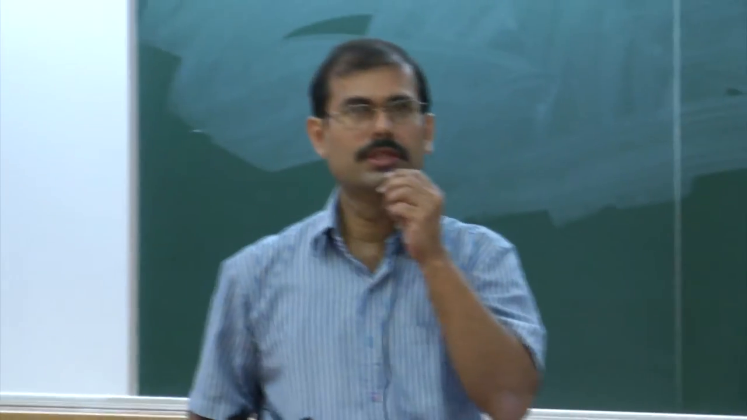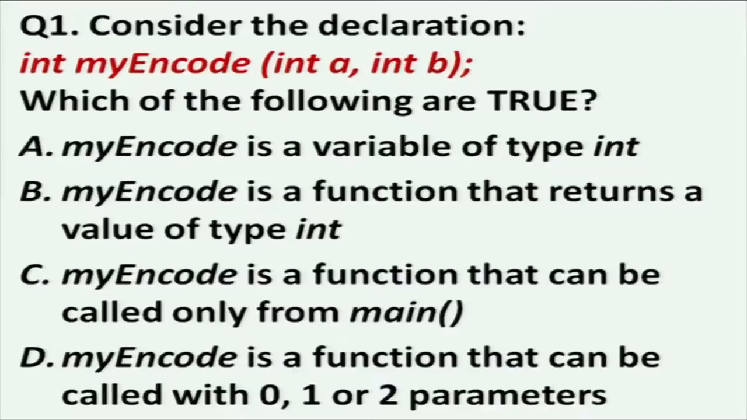Okay, so we'll start the video lecture recap quiz. So consider the declaration int main code int a int b. Which of the following are true? So there are four options. Please go through the options carefully and indicate all that are correct. There could be more than one correct answer.